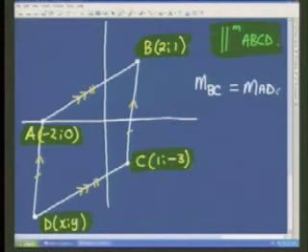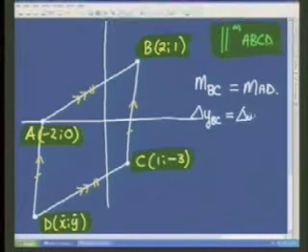But now I'm not going to work with a whole gradient. I'm going to split it. I want to find x and I want to find y. So the change in the y values between B and C is the same as the change in the y values for A and D. And now it's just monkey see, monkey do. B and C: 1 minus minus 3 is 1 plus 3.